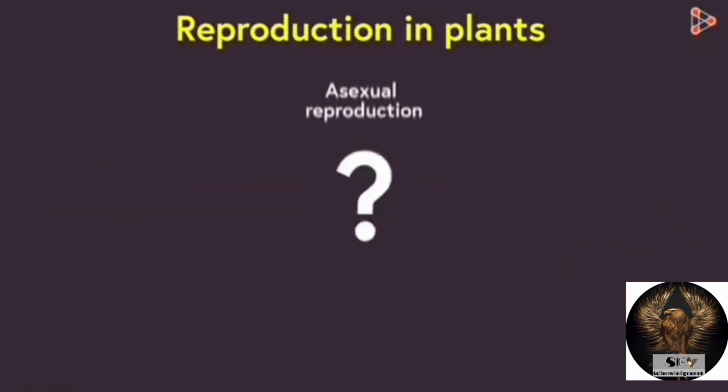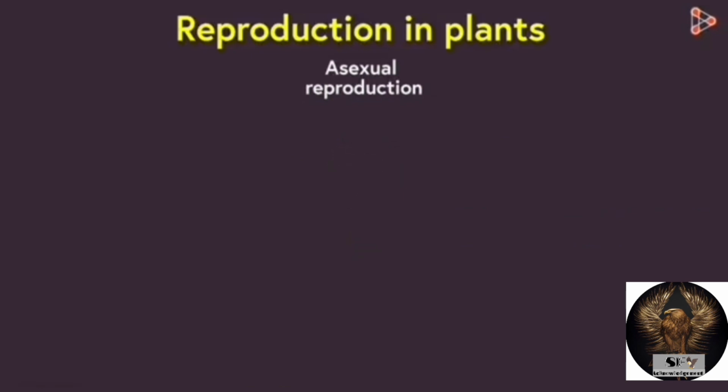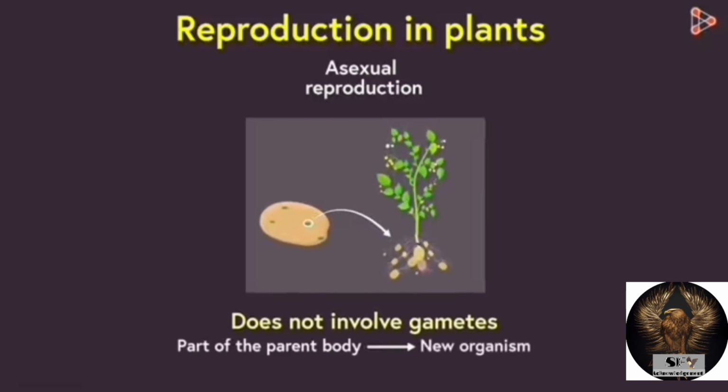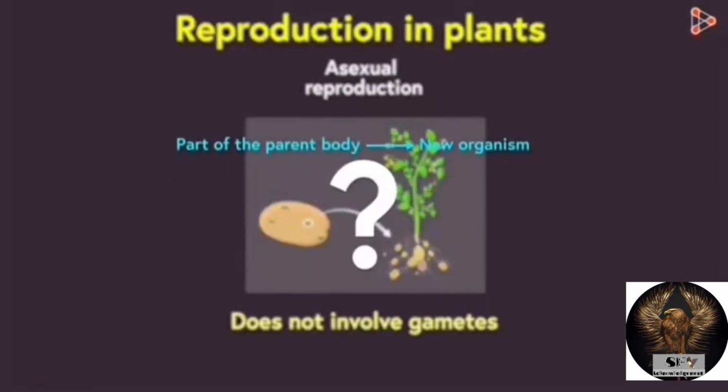Now can you guess what asexual reproduction is? Asexual reproduction does not involve gametes. It is a type in which some part of the body is capable of growing into a new organism. Interesting, isn't it? But which part of the parent body will grow into a new organism?